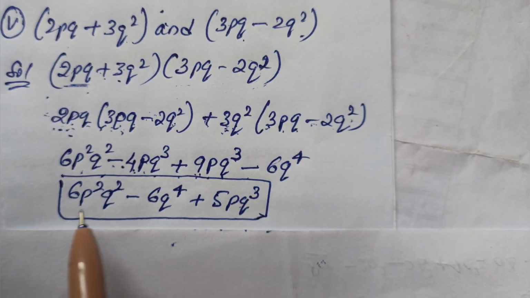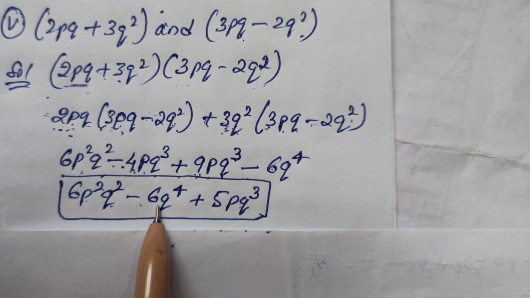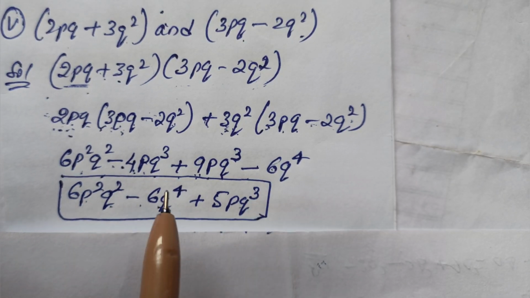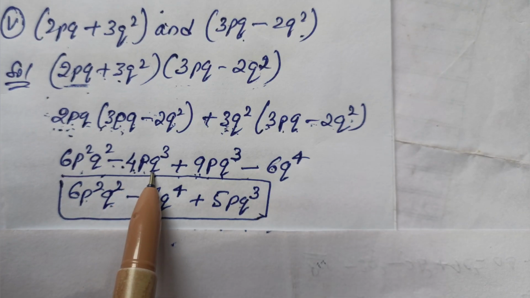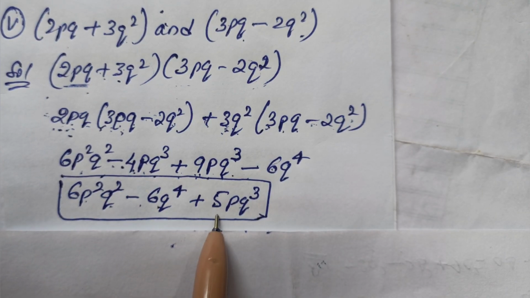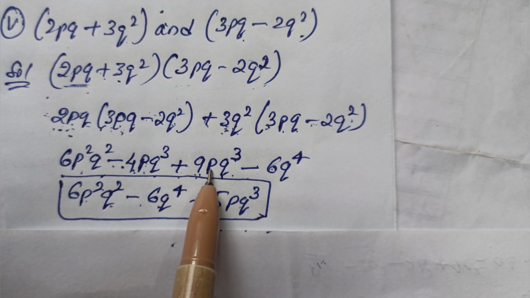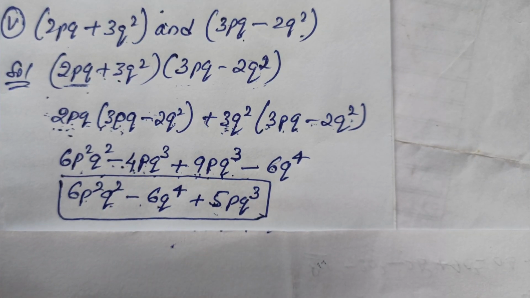So now this answer can be written as 6p²q², I'll write this minus 6q⁴. Here minus 4p q³ plus 9p q³. So when we subtract this, we will get 4 minus 9 is 5, p as it is, q³ as it is. This is the final answer of the fifth one.